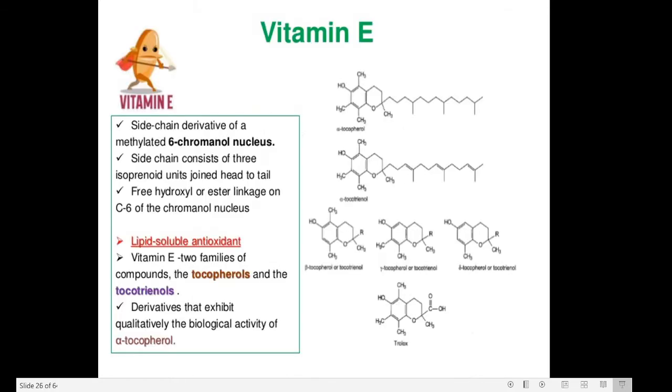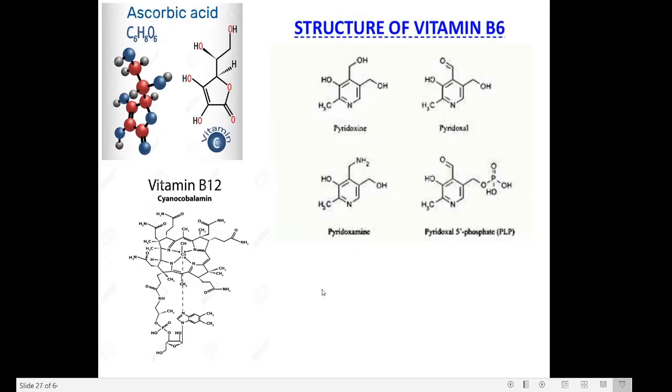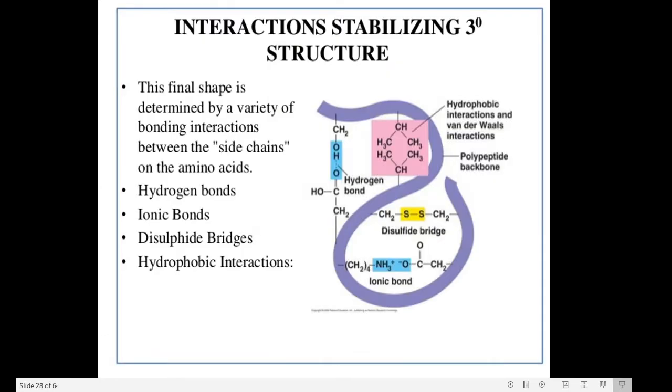I have included some important vitamins alone: vitamin E, vitamin C. This is the vitamin B6 structure. It includes pyridoxine, pyridoxal, pyridoxamine, and pyridoxal 5-phosphate. The hero compound is pyridoxine, where changing the functional group makes the new compounds. Then cyanocobalamin, we all know, is vitamin B12, and ascorbic acid.